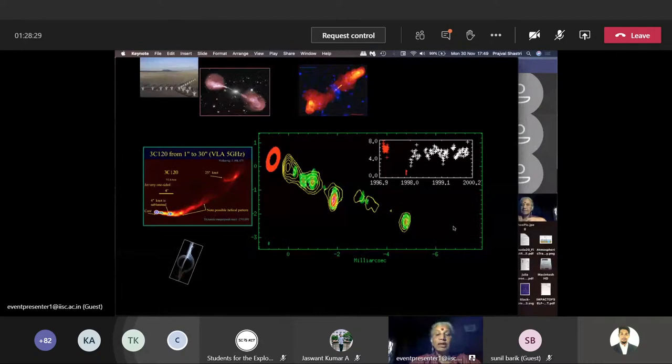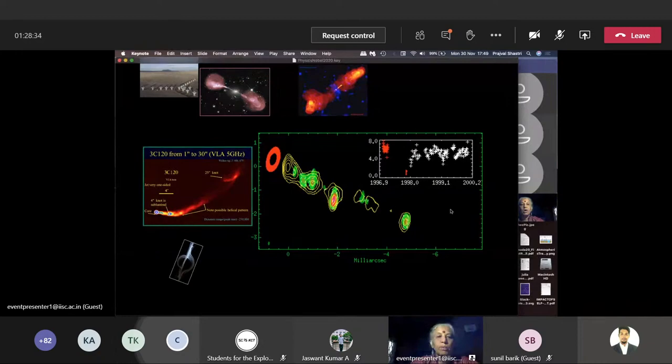How do we know that these jets are coming out and it's not something that is from outside coming in? Because there are actual monitoring images which have seen the plasma actually move. So this image is another such galaxy. It is only the radio image which is shown. There is no visible light image.